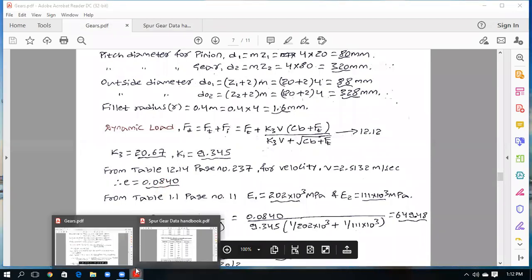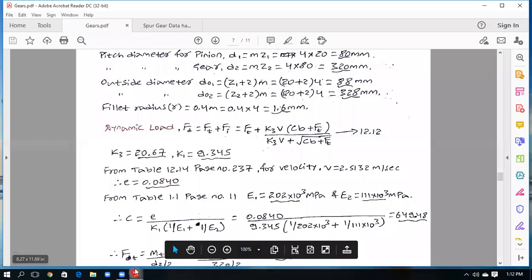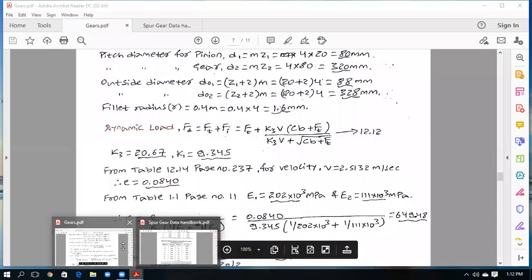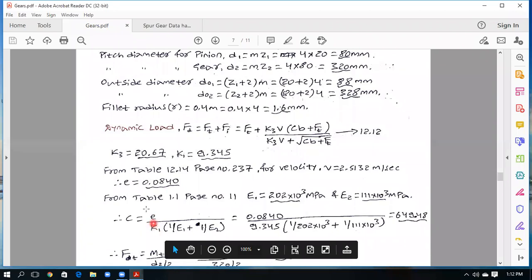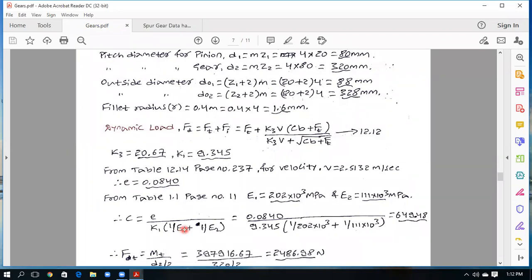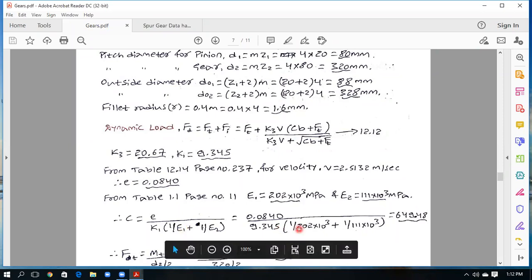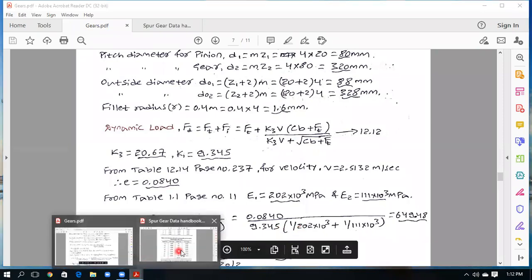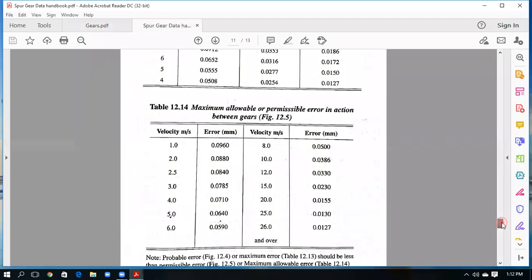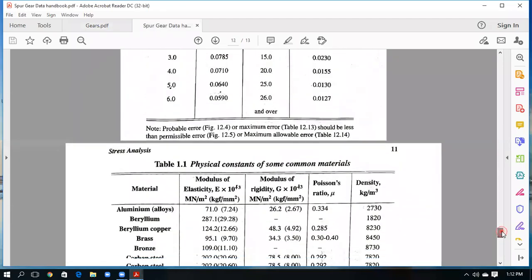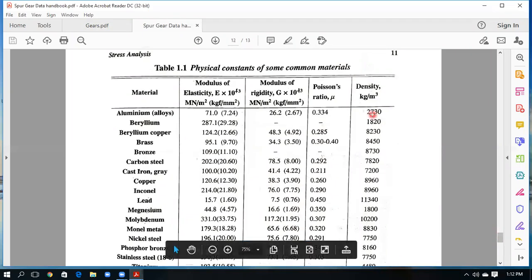And if you see the formula for this capital C, it is E divided by K1. Already you have noted down the K1 value and E value. Next is this E1, Young's modulus. You need to take it from table number 1.1, that is page number 11, physical constants of some common materials. These are the given common materials.